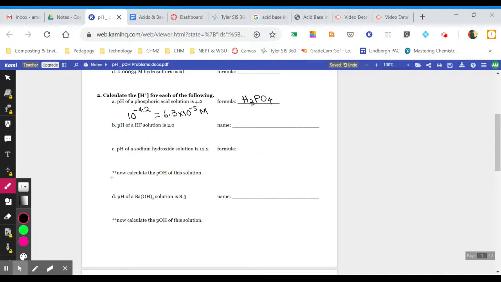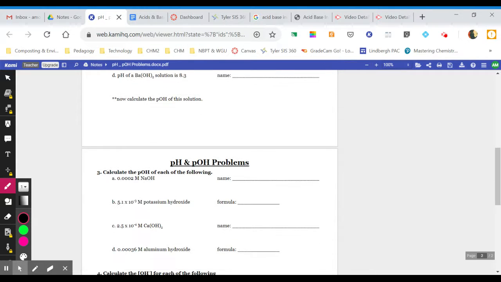There are a couple down here with asterisks next to them. So it gives you the pH, and it wants you to also calculate the pOH in addition to the hydrogen concentration. So you go ahead and find the molarity just like we did in letter A, but you also find the pOH, and you do that by subtracting it from 14. Again, watch those other videos if you need a review of that.